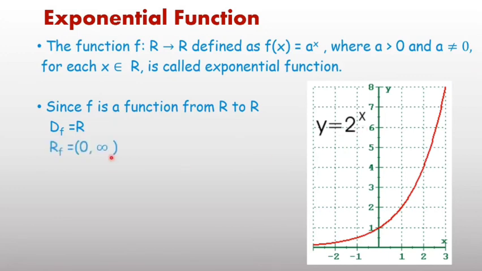Take example. Domain, all real numbers, and range, positive real numbers, means greater than 0. It will never equal to 0, means the graph of this function never touches x-axis at any point. Therefore, domain real numbers, range positive real numbers, and codomain all real numbers.